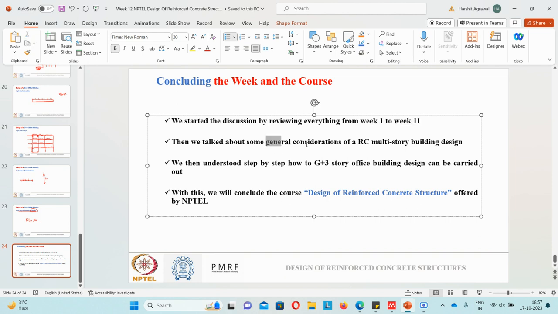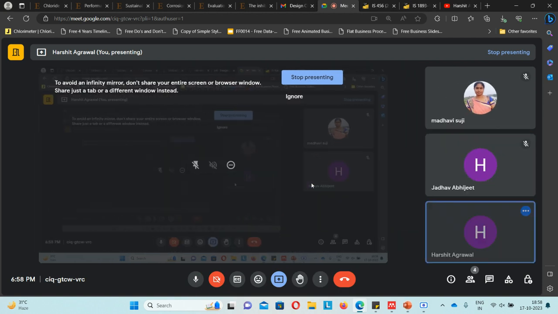In today's class, we talked about general considerations that are taken when an RC multi-story building is designed, and then we understood step by step how a G+3 story office building design could be carried out, and how the thinking behind it is generated. Okay, so with this, we conclude the course Design of Reinforced Concrete Structures. Any doubts in the discussion or general doubt in the course?